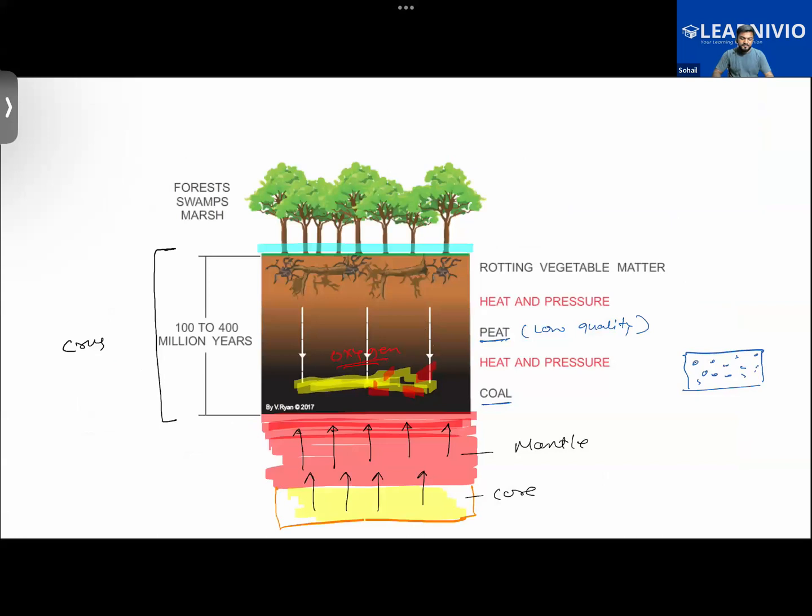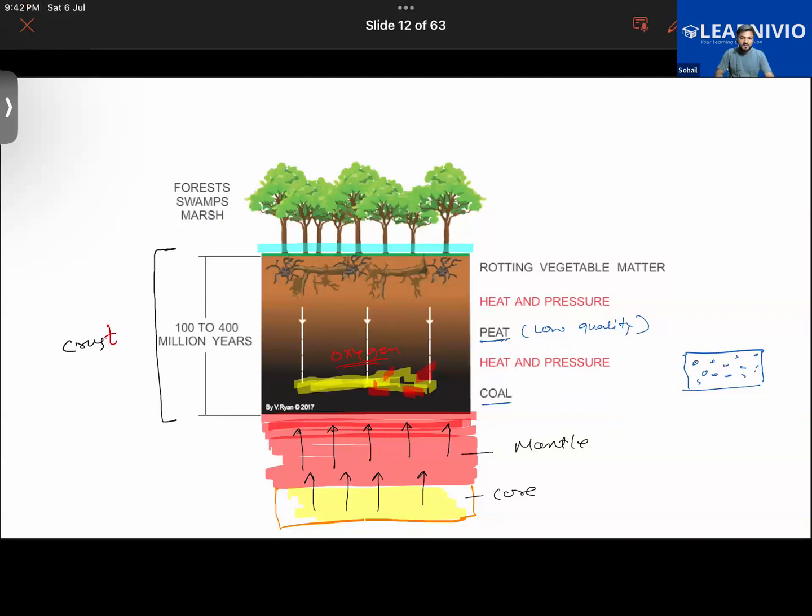From within the earth, it was exposed to heat also. Like we know that just beneath the crust, we have the mantle, and the mantle and core are very warm layers of the earth, right? So the coal would be exposed to the heat coming from the mantle and core also. So due to pressure and heat, it was gradually converted into coal. So heat and pressure were important geological factors responsible for converting dead remains of plants into coal.